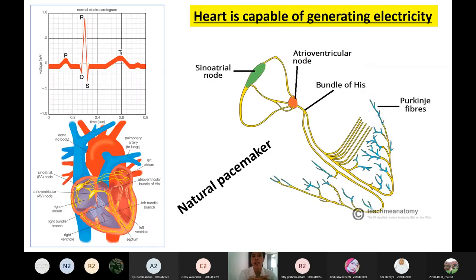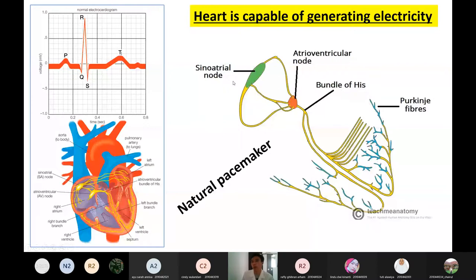So we're going to talk about the functions, I mean, the capability of the heart itself as the electric pump. Here you see that when we measure the electricity of the heart during its activity, it could generate a voltage starting from minus millivolts, and it could increase to 1.0 millivolts in a very short period, generating its own electricity.